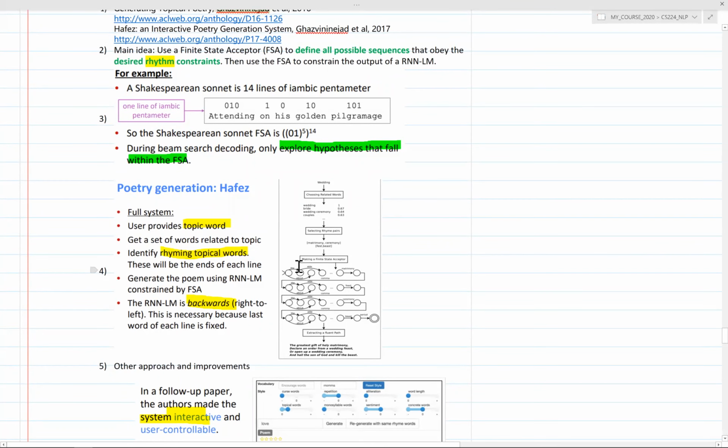And it generates the poem using the RNN language modeling constrained by the rhyme constraints. And the training is backward, from right to left, because we know that all those words at the end have already been determined in the beginning.